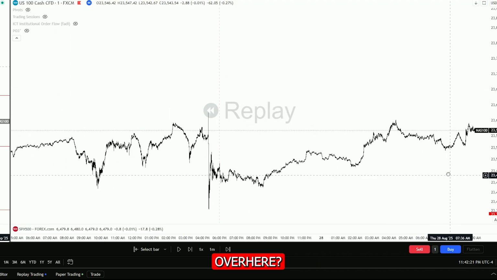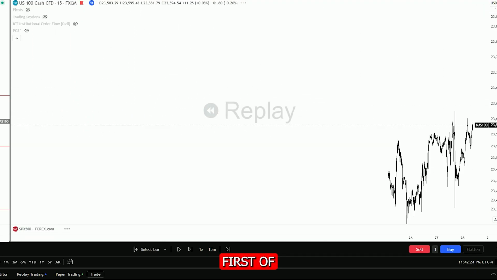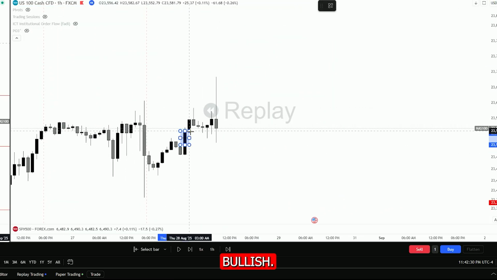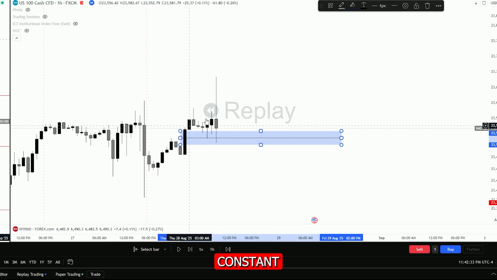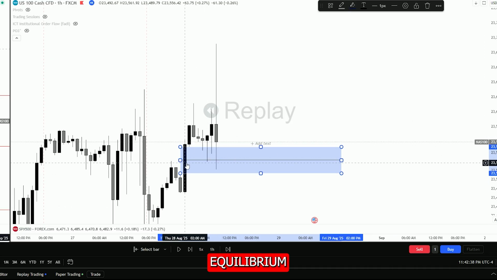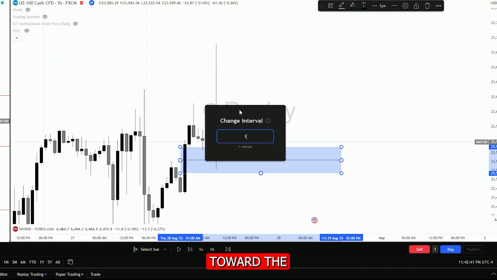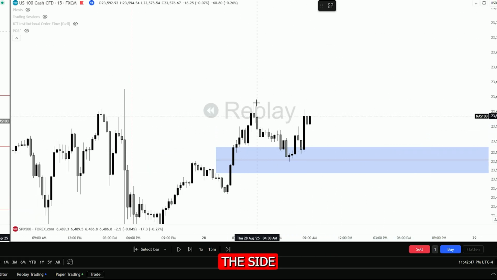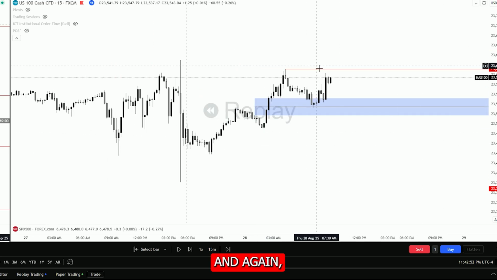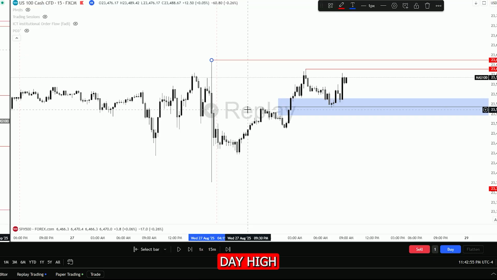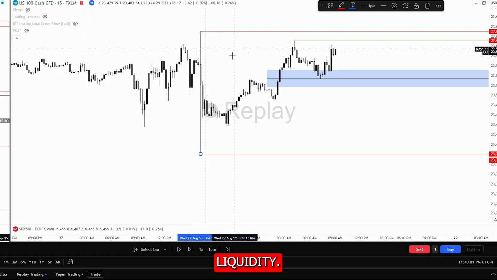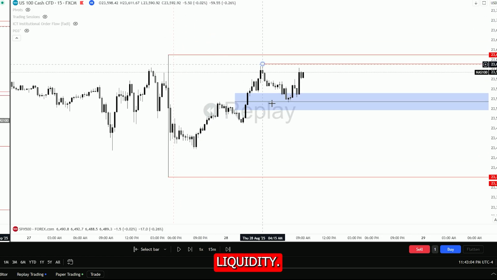So what you got over here, you're going to move toward the higher time frames first of all, which is 1 hour. And on 1 hour you see you're pretty bullish. You got the consequent encroachment of the 1 hour FVG, or you can say the equilibrium of the 1 hour FVG. You're going to move toward the 15-minute, and what you see, you got the clear buy side over here. Again, this is your recent day high and recent day low, which will be your external liquidity, and this buy side liquidity will be your internal liquidity.